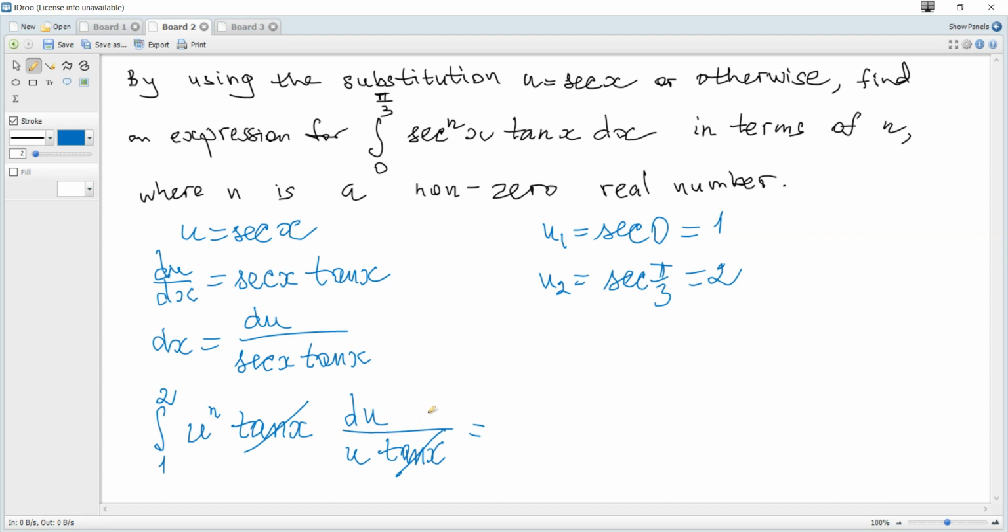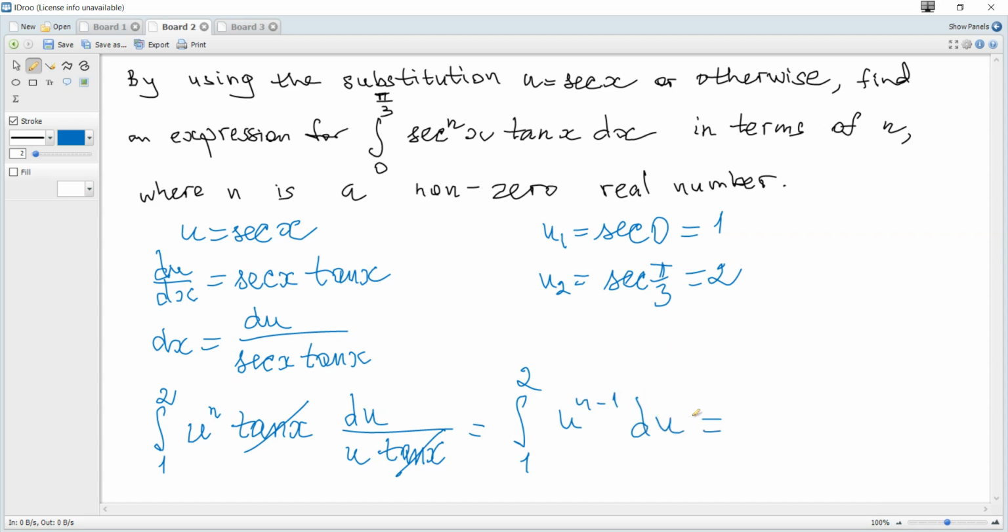we don't hurry, because it may be cancelled like here. So we get the integral from 1 to 2. We can divide u to the power n by u and get u to the power n minus 1 du.